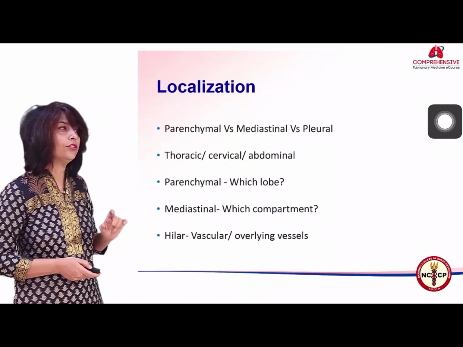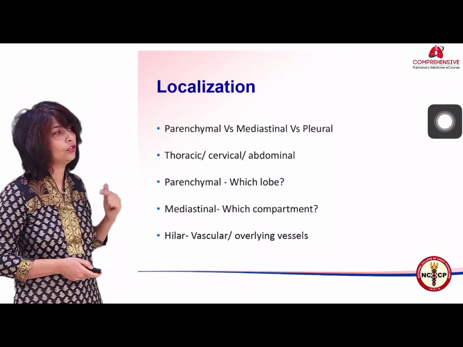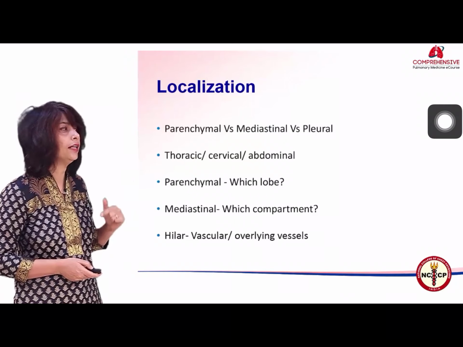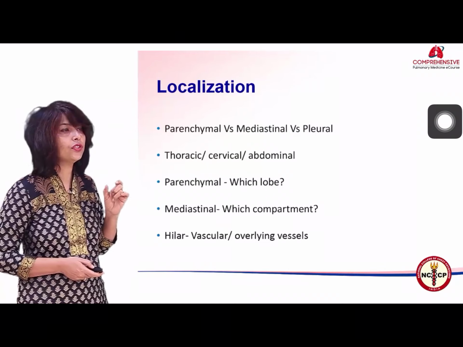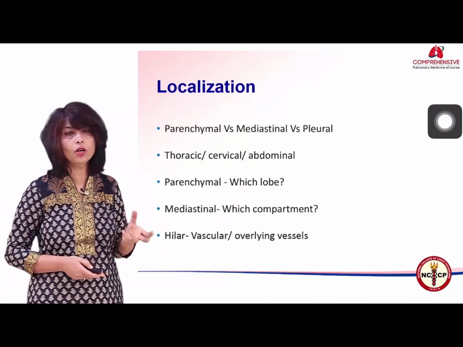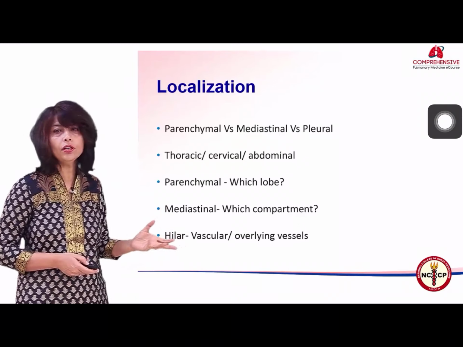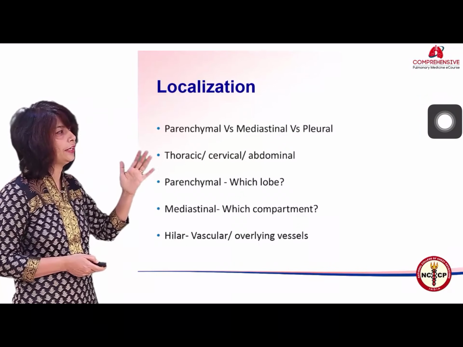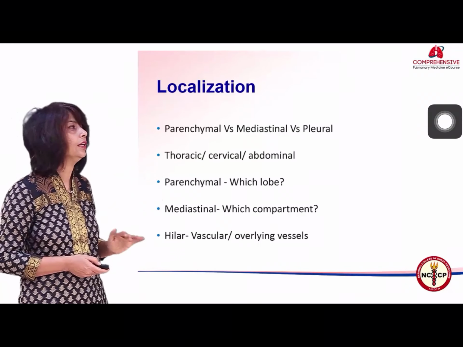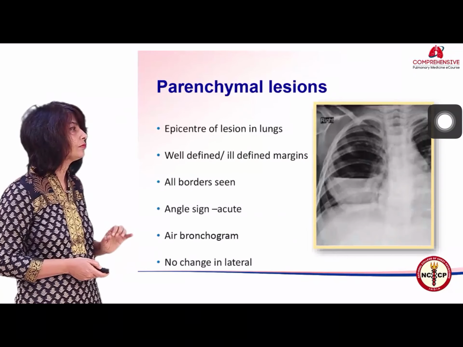Once you decide it's in the lung, then you want to know which lobe. If you decide it's in the mediastinum, you want to know which compartment. And if you see a mass in the hilum, you want to know essentially, is it vascular or is it a non-vascular mass. So we will now see the criteria for making each of these differentiations.